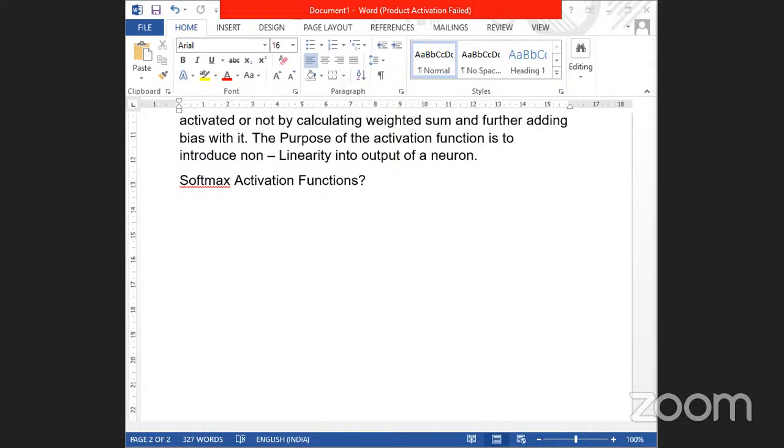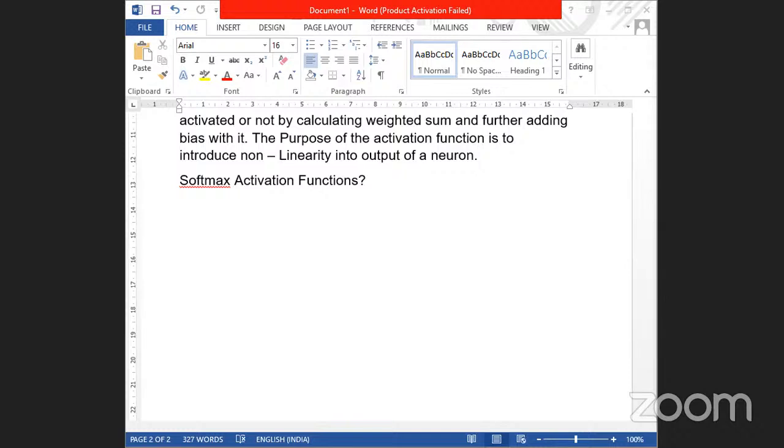And what are the properties of softmax? The calculated probability will be in the range of 0 to 1, as all of you know already. The probability ranges from 0 to 1. The sum of all probabilities will be 1.